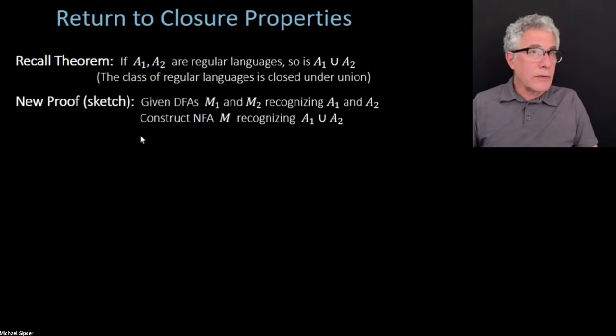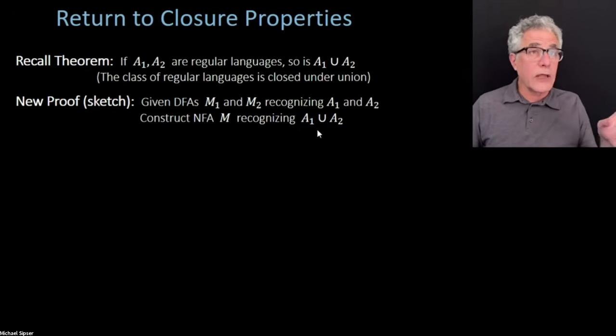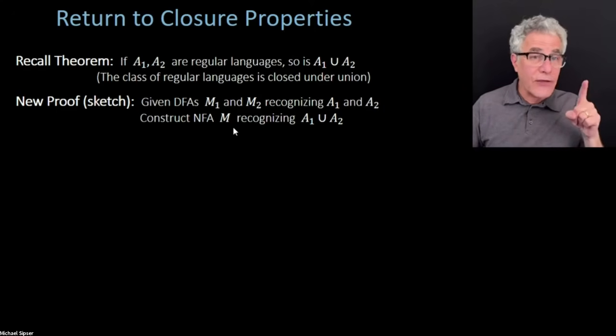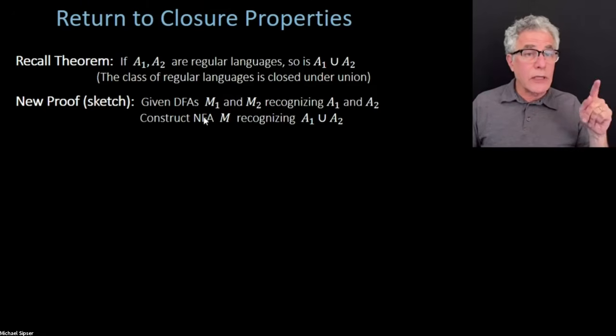We'll start off the way we did before. I'm going to start off with two DFAs, but actually these could be NFAs even. Let's say we started with the two DFAs for the two languages, A1 and A2, and we're going to construct an NFA recognizing the union. And that's good enough because we already know that we can convert NFAs to DFAs, and therefore they do regular languages too.